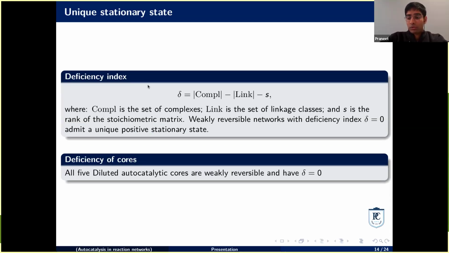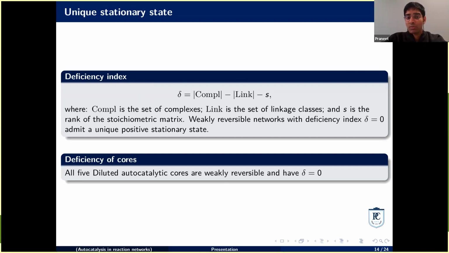So, keeping in mind the time constraint, I will not go too deep into the deficiency theory, but it was defined by Horn and Feinberg separately in different places. A deficiency index is defined as the number of complexes minus the number of linkage classes minus the rank of the stoichiometric matrix. Complexes means the species which appear together either as a reactant or a product.